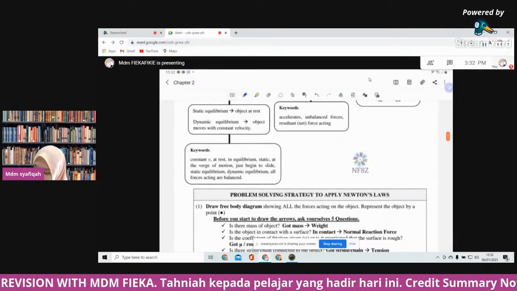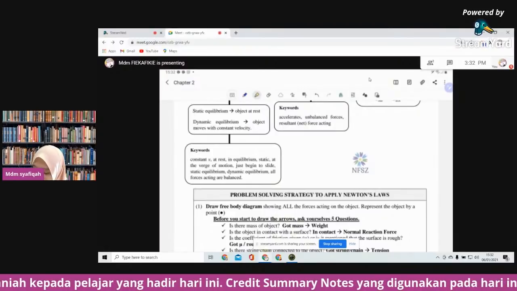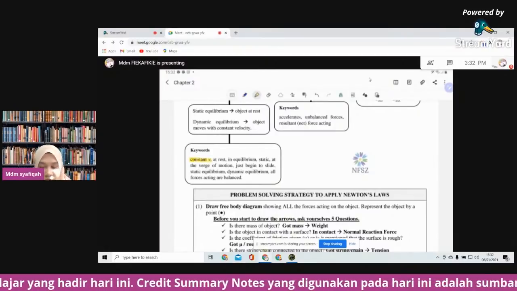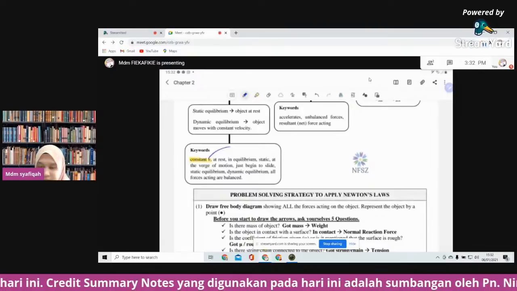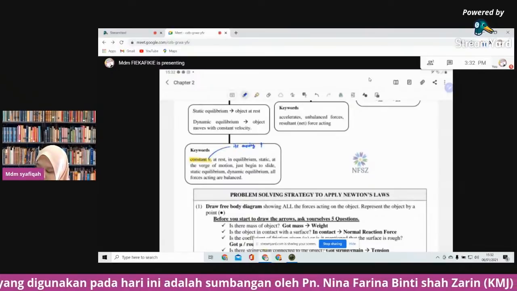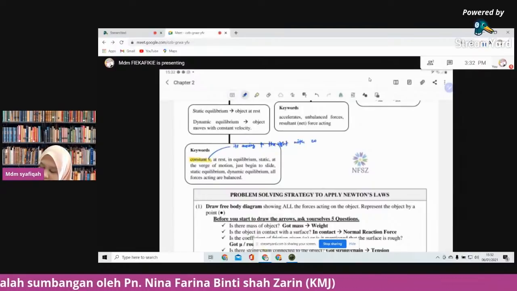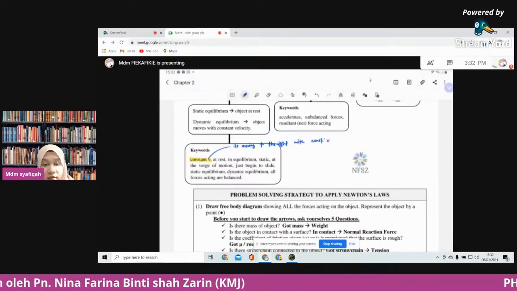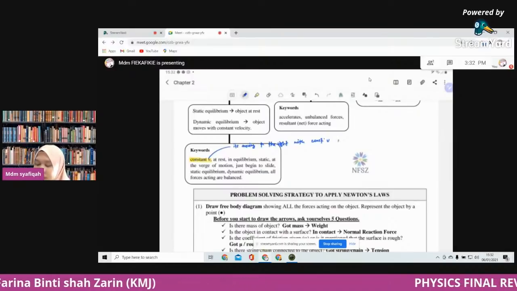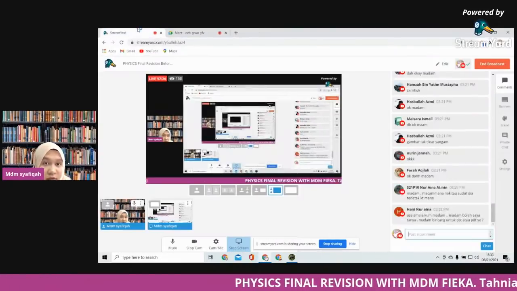Okay, so look at the keyword. Keyword dalam soalan selalunya dia akan sebut constant V. Okay, so bila constant V, tengoklah kalau dia kata it's moving to the right with constant V. Kan? Bila constant V dia akan jadi move to the right means that horizontal direction or components.